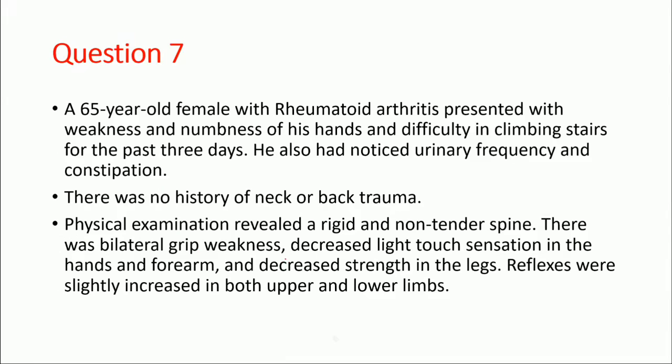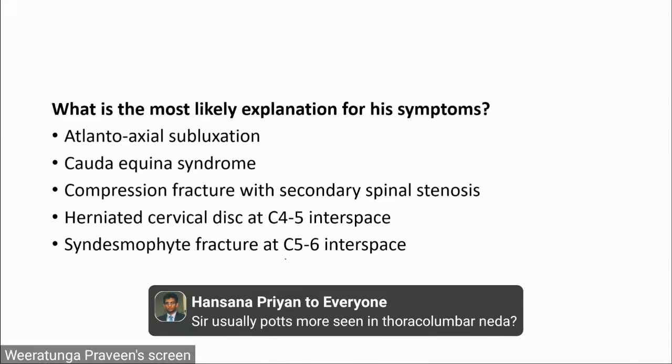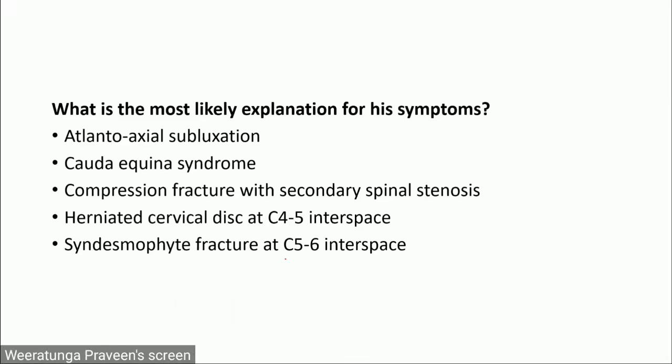What is this? Rheumatoid arthritis, something happened to the neck. We discussed this too. The answer: usually thoracolumbar, but we have seen plenty of it in the cervical spine. Right, so this is atlantoaxial subluxation.